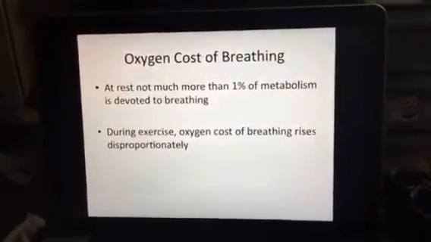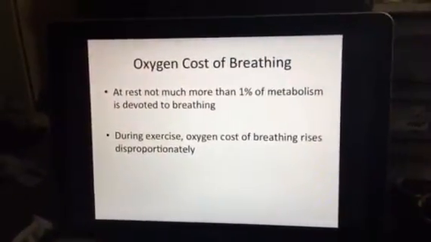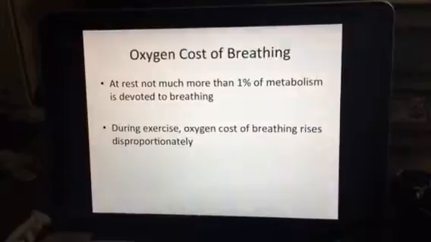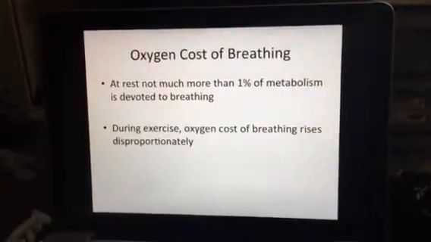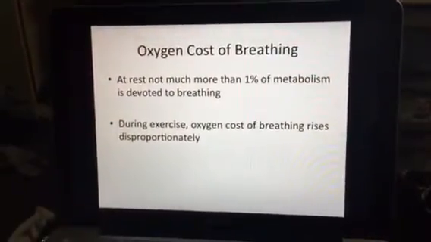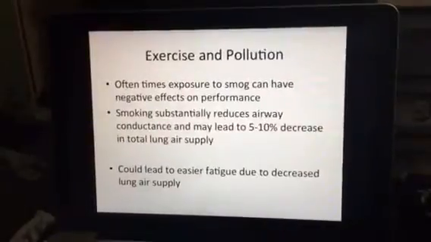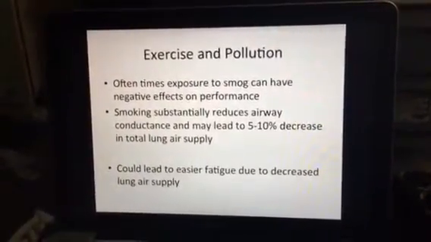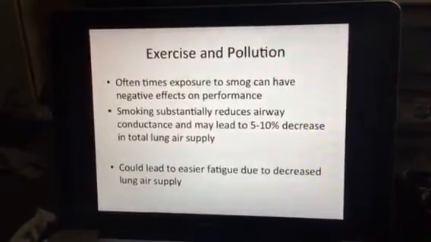Now let's talk about the cost of breathing. At rest, not much more than 1% of metabolism is devoted to breathing. During exercise, oxygen cost of breathing rises disproportionately. Pollution has a large effect on our exercise and the way we breathe in.